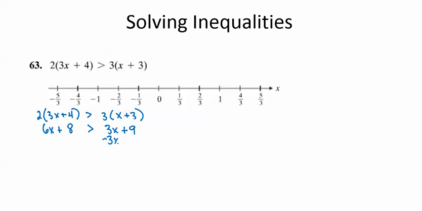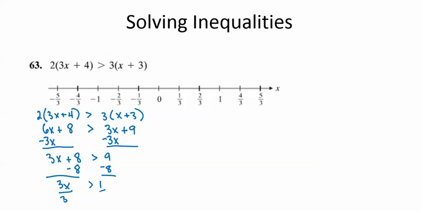I will subtract 3x from each side. This time my variables will end up on the left. I get 3x plus 8 on the left greater than 9. Subtracting 8 on each side, I end up with 3x is greater than 1. Dividing by 3, I have x is greater than 1/3. Now, I'm ready to begin to graph that, and I have no equal symbol under the greater than, so I do not include 1/3 in my solution set.